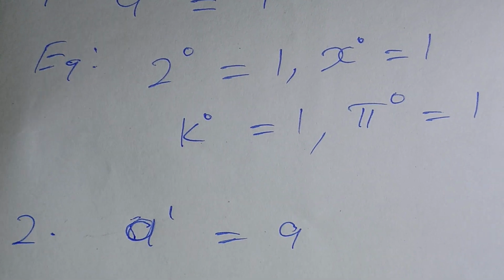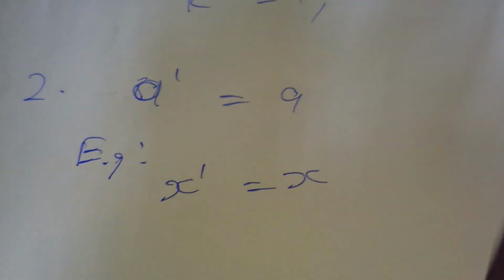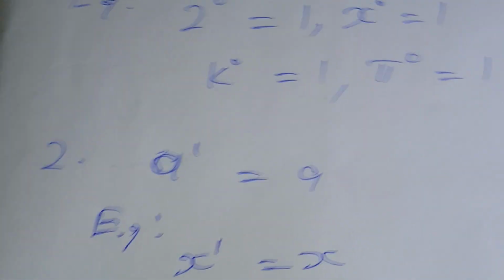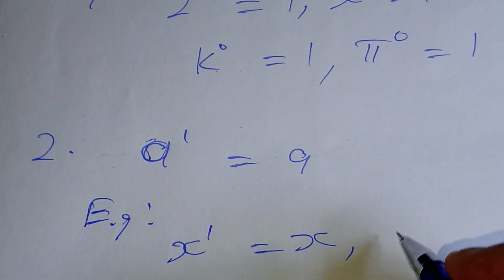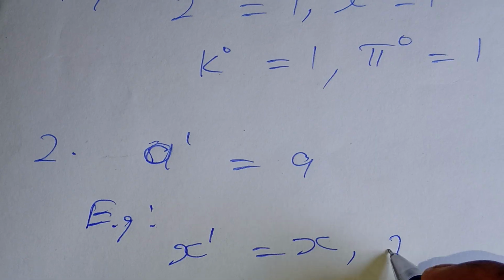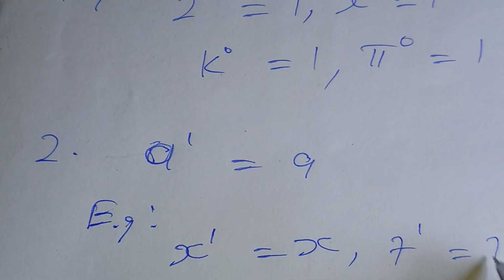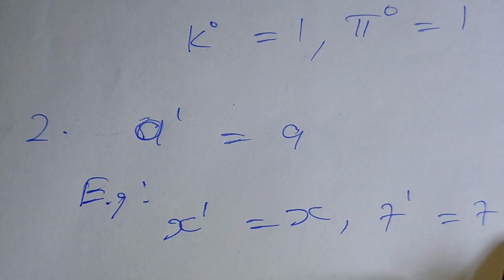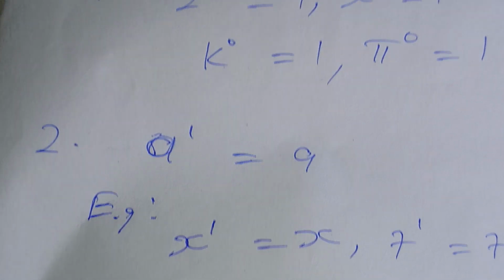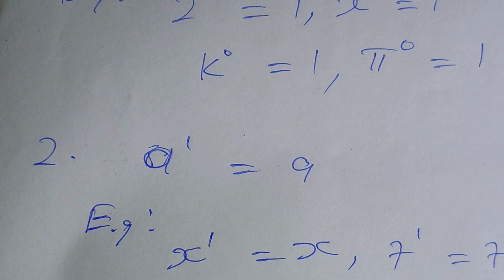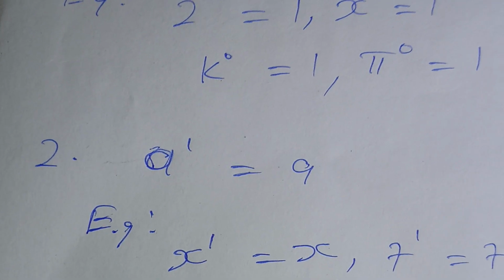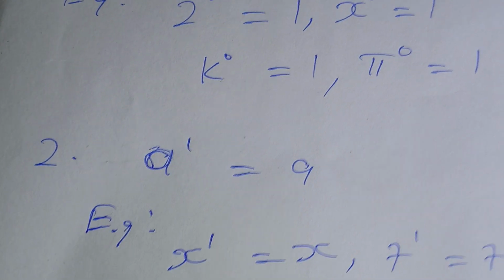X raised to power 1 is x. That's the first example. Another one is 7 raised to power 1 is 7. Whatsoever raised to power 1 is that thing. The base becomes just the base when it is raised to power 1.